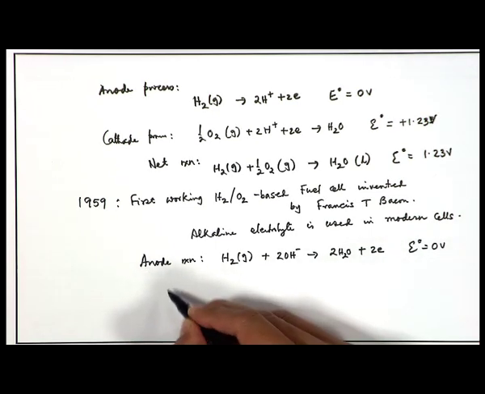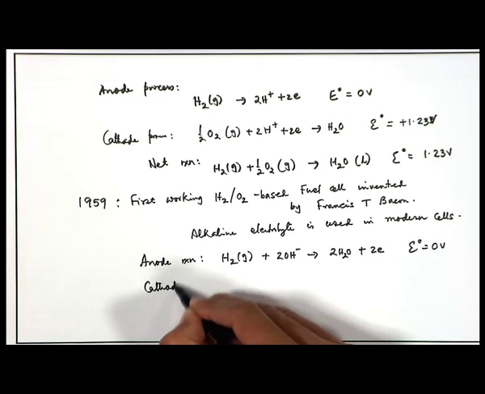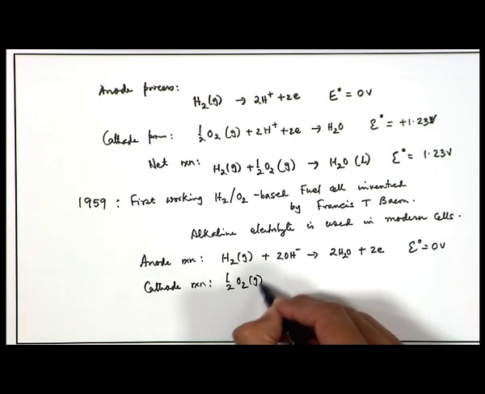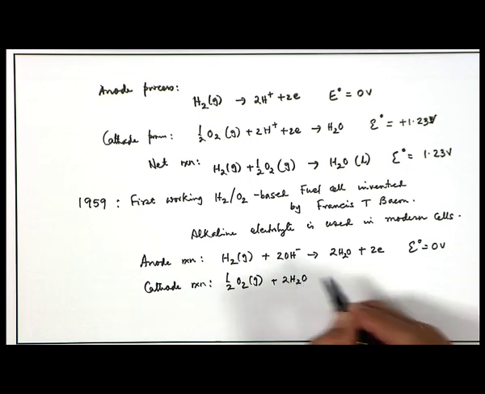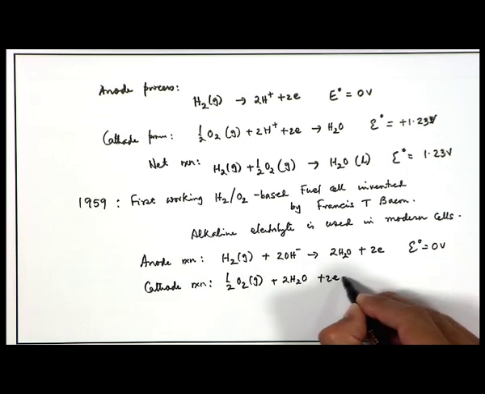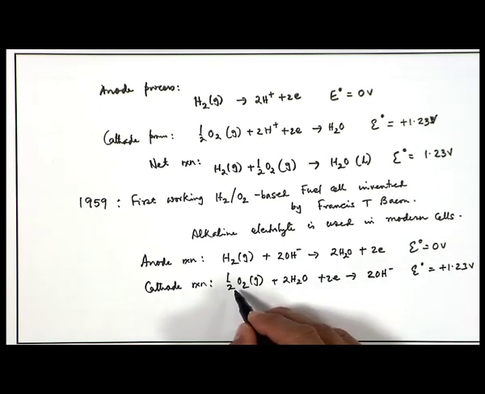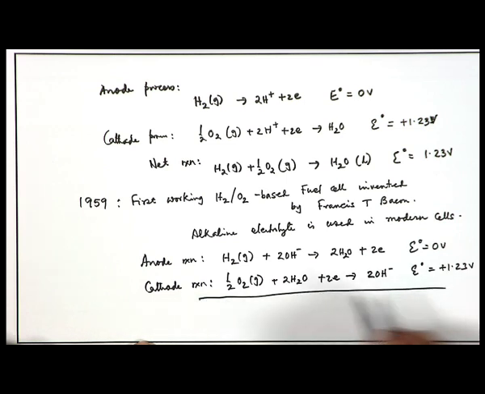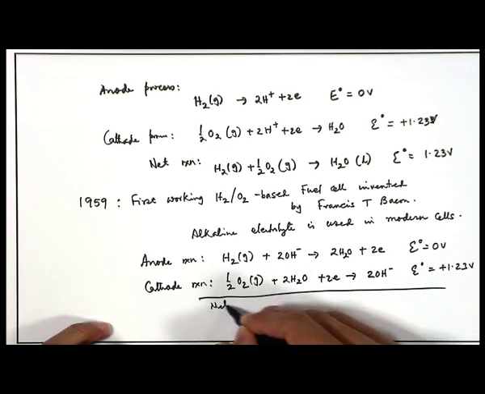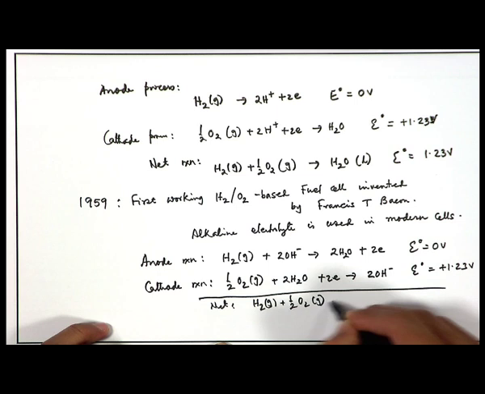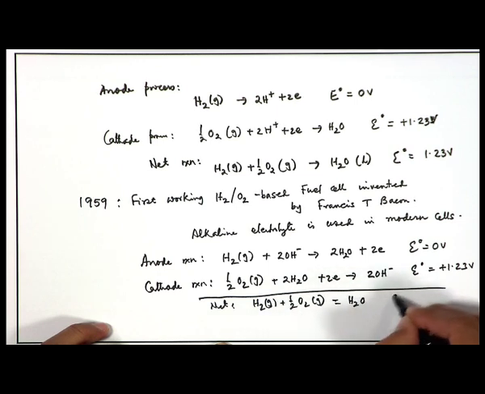Then cathode reaction. Half O2 gas plus 2 water plus twice electron, that gets you 2 OH minus. E naught is equal to plus 1.23 volt, and net is the same reaction. Net reaction is H2 gas plus half O2 gas, that gets you water, with E naught equal to 1.23 volt.